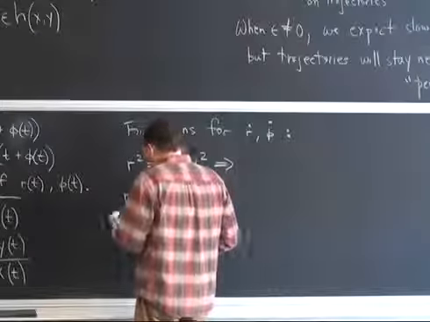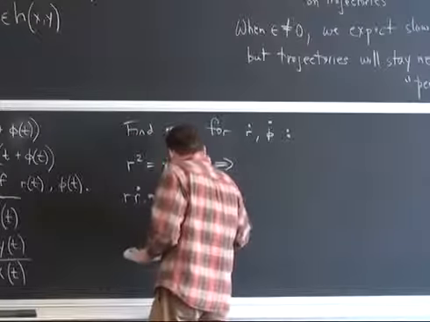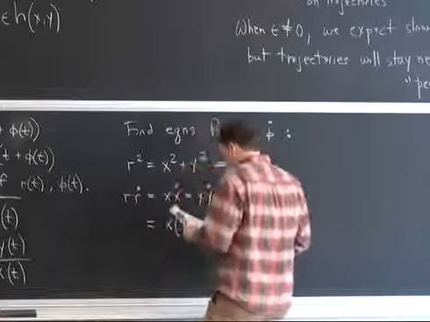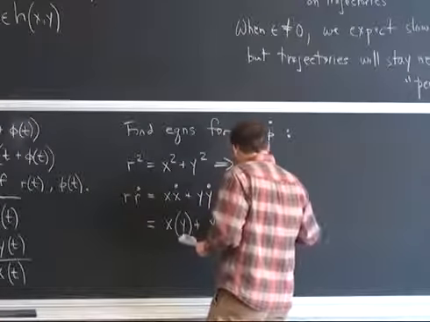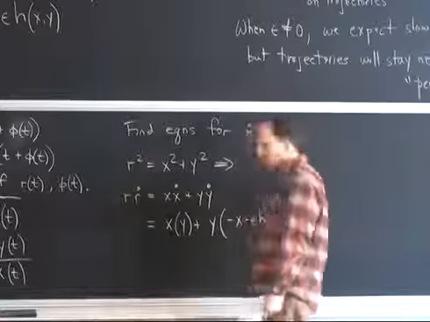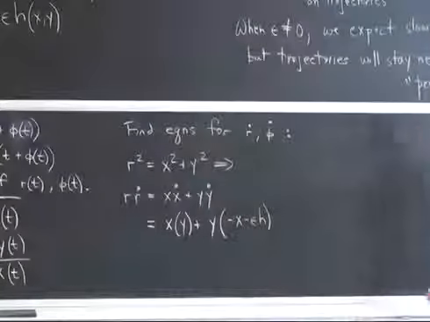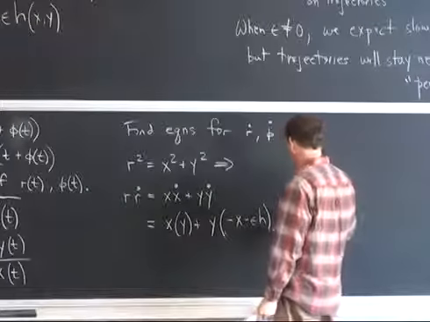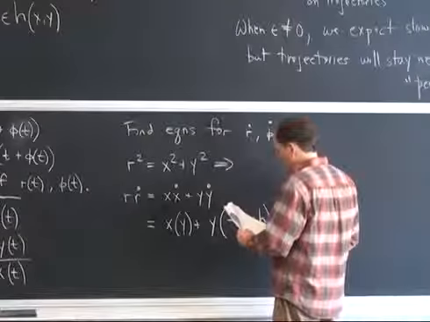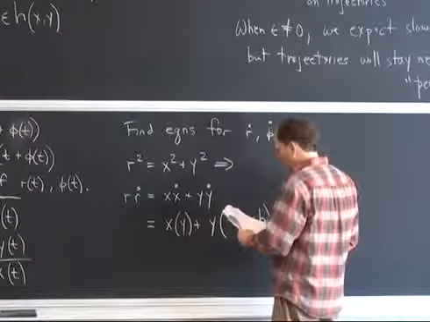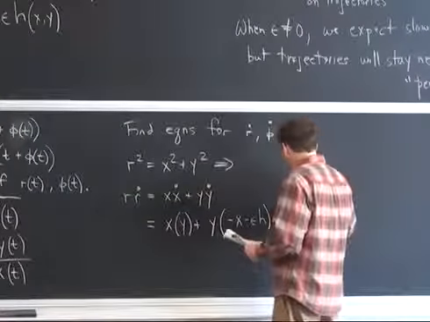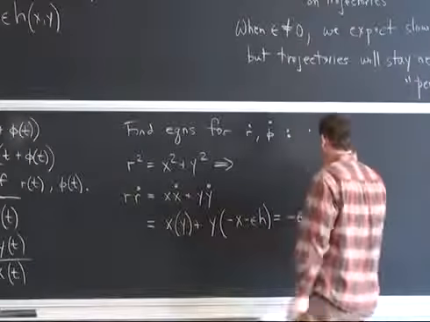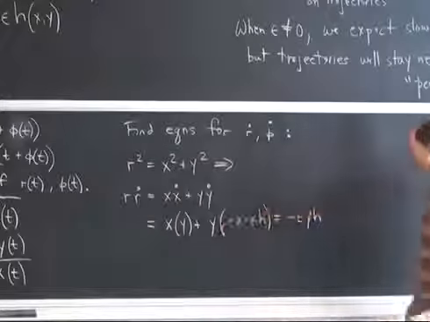And then substituting, that's x. We said x dot is y. And then y dot is negative x minus epsilon h, where this time I did remember the negative sign in front of the epsilon. And so then multiplying that out, it looks like I'm getting negative epsilon y h, because the yx terms cancel out.